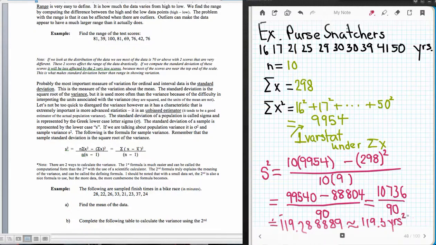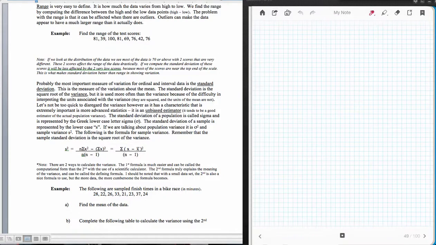And this is the problem with this. Even though it's an unbiased estimator, years squared doesn't make a whole lot of sense. So I don't know what to do with it. So years squared. And that's my variance for my sample of purse snatchers. Now, years squared doesn't make any sense, so what we want is the standard deviation. And the standard deviation is nothing more than the square root of the variance. So the standard deviation, S we call it for the sample, is the square root of S squared.